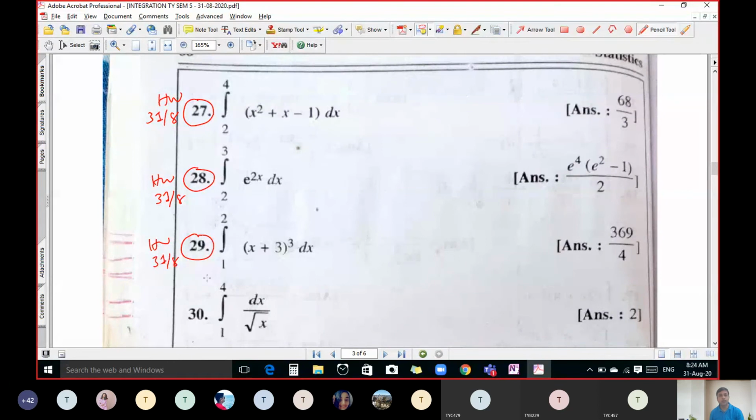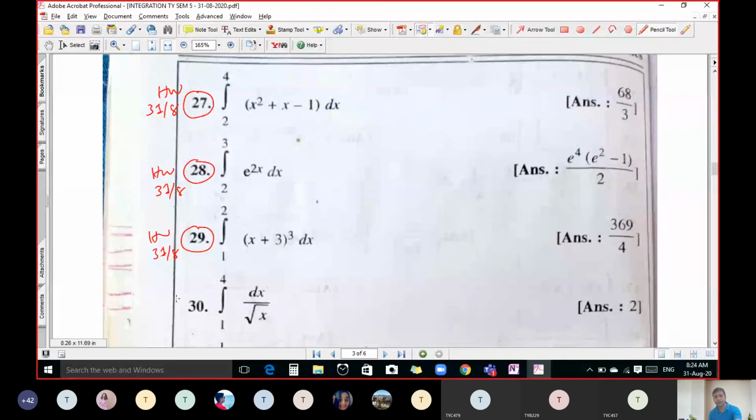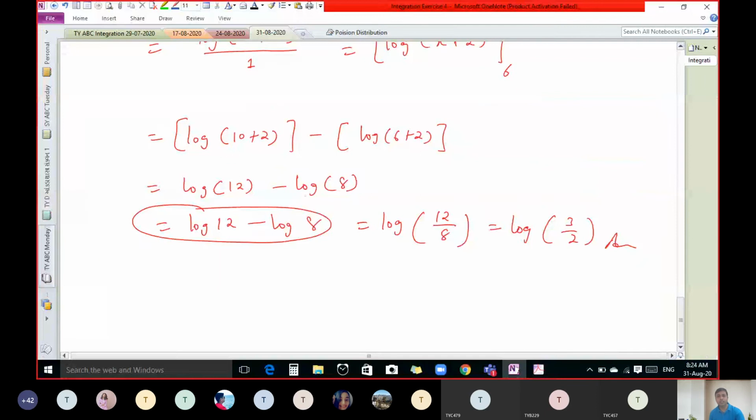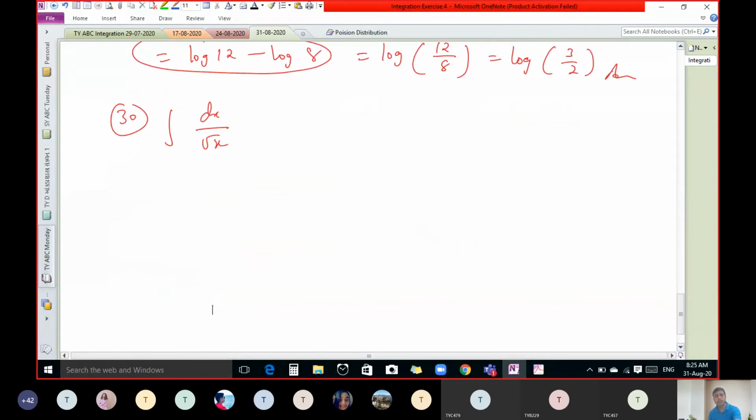Let us do question number 30. The question is dx upon root x. It is not a difficult question, but let us do it. Integration dx upon root x. So our first step, this you can write like this, 1 upon root x dx. Now tell me how to find out the answer. Be fast.